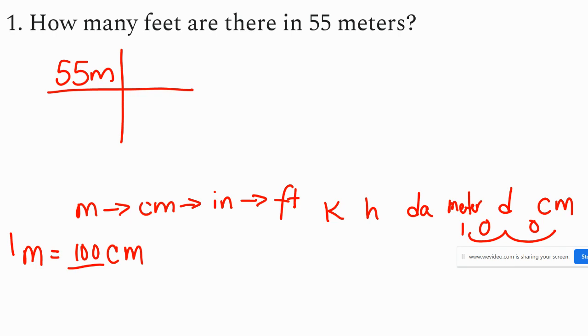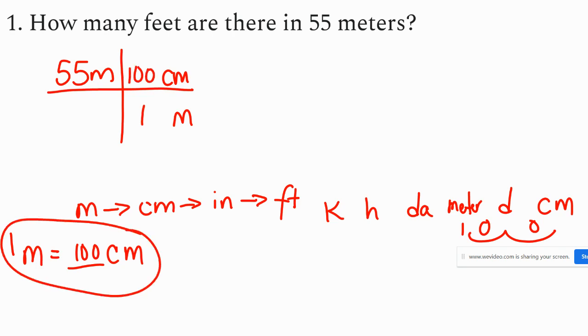I want to get rid of meters, so they're going to go on the opposite side, so they'll cancel out. And I'm going to go into centimeters. Notice that I put my units down first. And now I'm going to go back and put my numbers in. These are my numbers then: 1 and 100. Does it make sense in your brain that 1 meter equals 100 centimeters? Yes. 100 centimeters, 1 meter. Good.